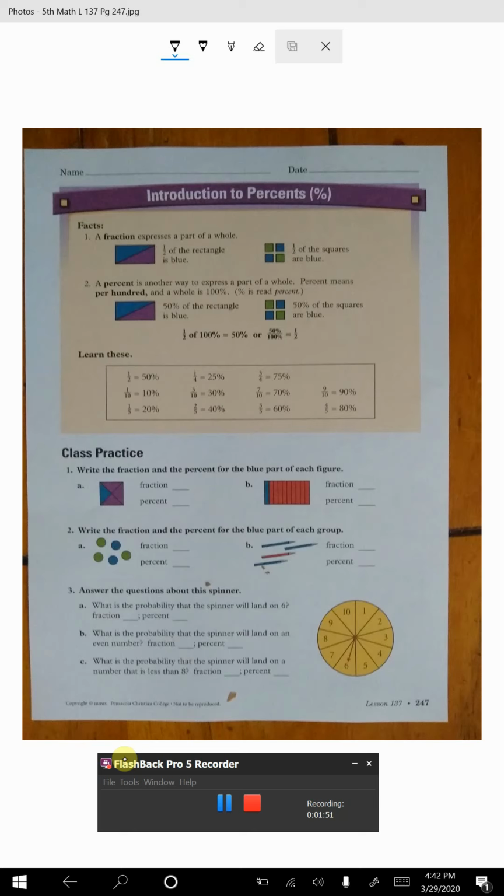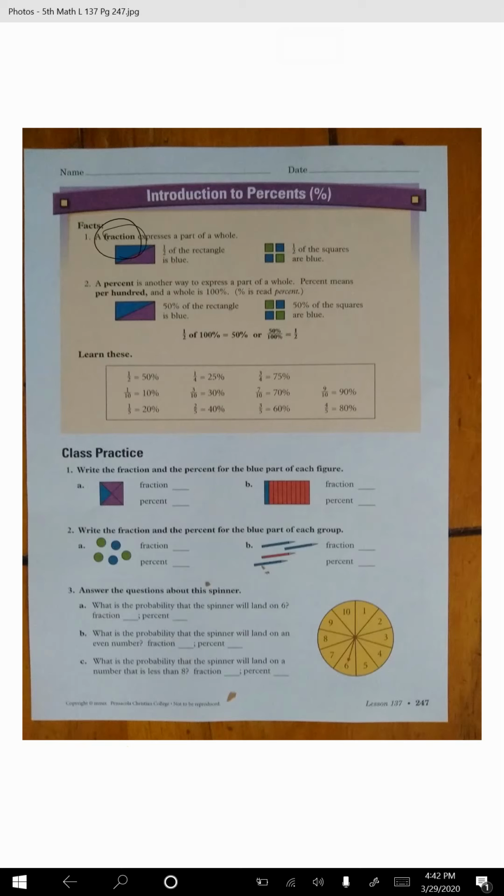All right, let's look up in the box. I'm going to use the box a little more this way. So first thing, let's remember what fractions are. Fractions are part of a whole. If we have this rectangle here, the blue section is half of the rectangle. Makes sense, right? Over here with our 4 little squares, 2 of the 4 squares are blue, so 2/4 are blue, and that reduces to 1/2.